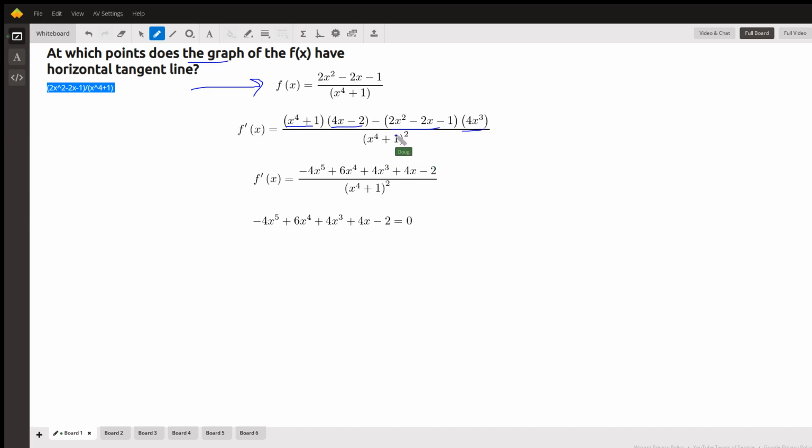squared. And if you multiply these two binomials together, distribute this 4x cubed, or you can think of it as minus 4x cubed, then combine similar terms, this is what you get in the numerator. And when does that equal 0? It equals 0 when the numerator equals 0. So that's the question we have to answer. When does this polynomial function equal 0?